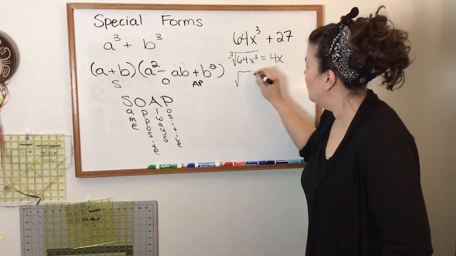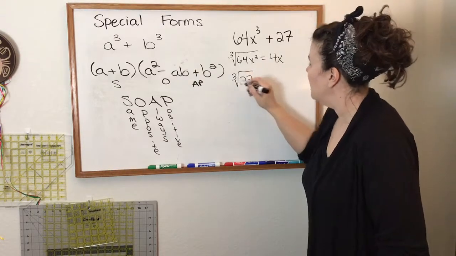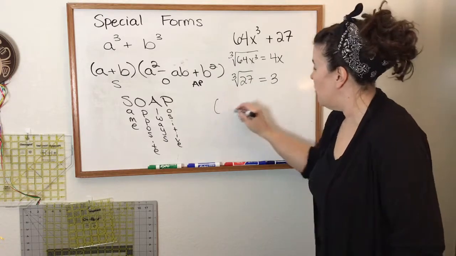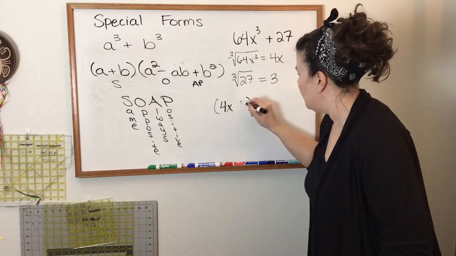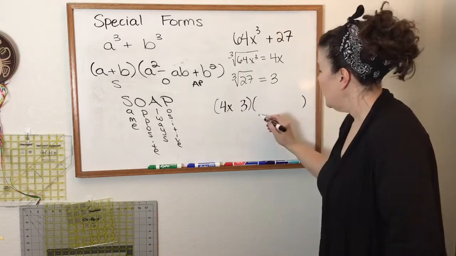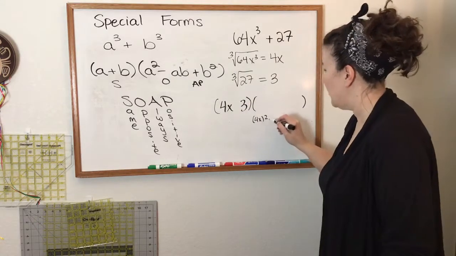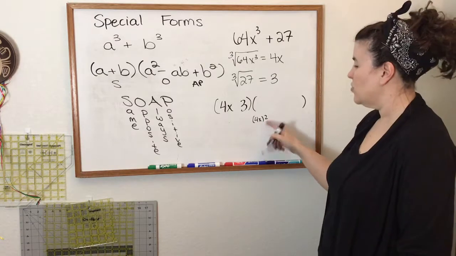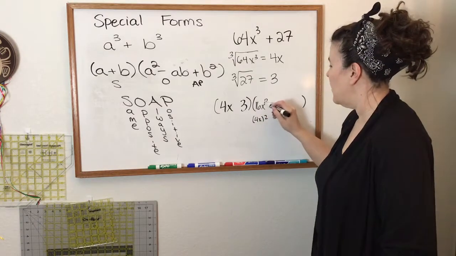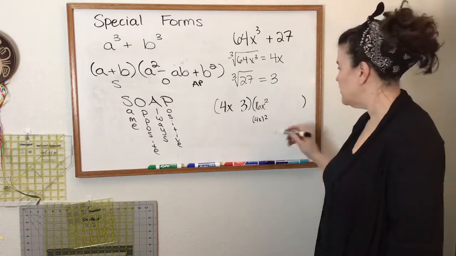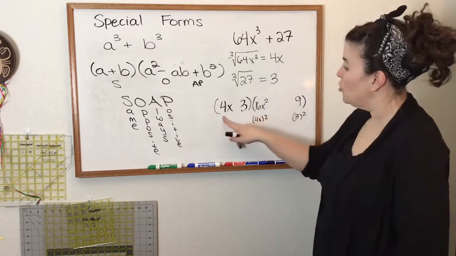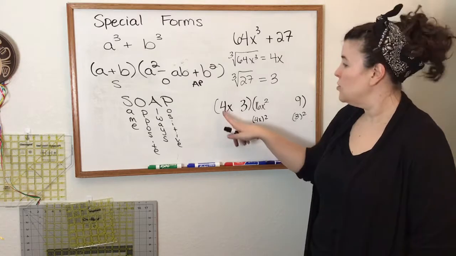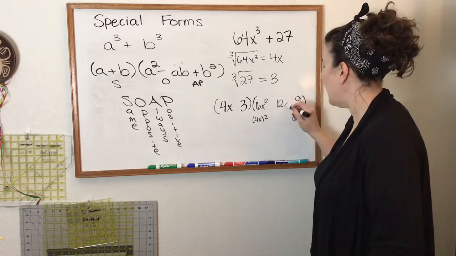All right, then I take the cube root of 27, and that'll be 3. So in my first parenthesis, I get the 4x and the 3. Here, the 4x is going to get squared. So 4x squared is 16x squared, that just means 4x times 4x. This back one, I'm going to get 3 squared, which is 9. The middle term will be these two multiplied. So 4x times 3 is 12x.